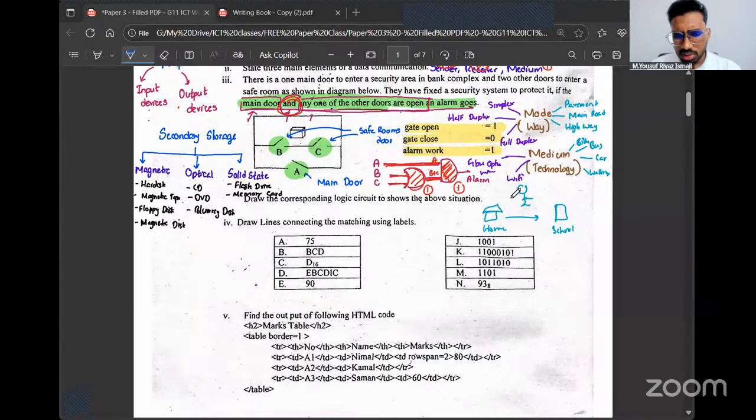I wrote the output also. That's not needed. You get the marks if you have connected B and C to the OR gate and the output of that, as well as A, to the AND gate. That's how the marks are going to be broken down.